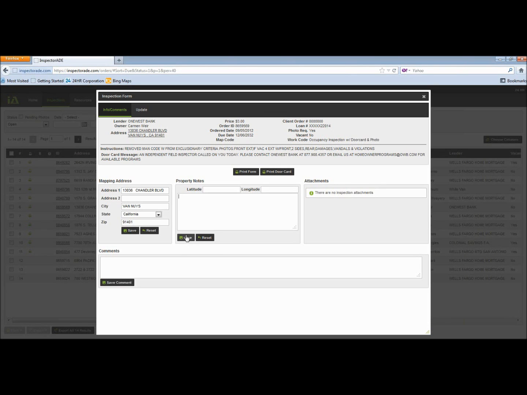and then going forward, that property note's always going to be connected with this address, so that property note will always be there going forward. So next month when you get the order, it'll be there. The month after that, it'll be there.